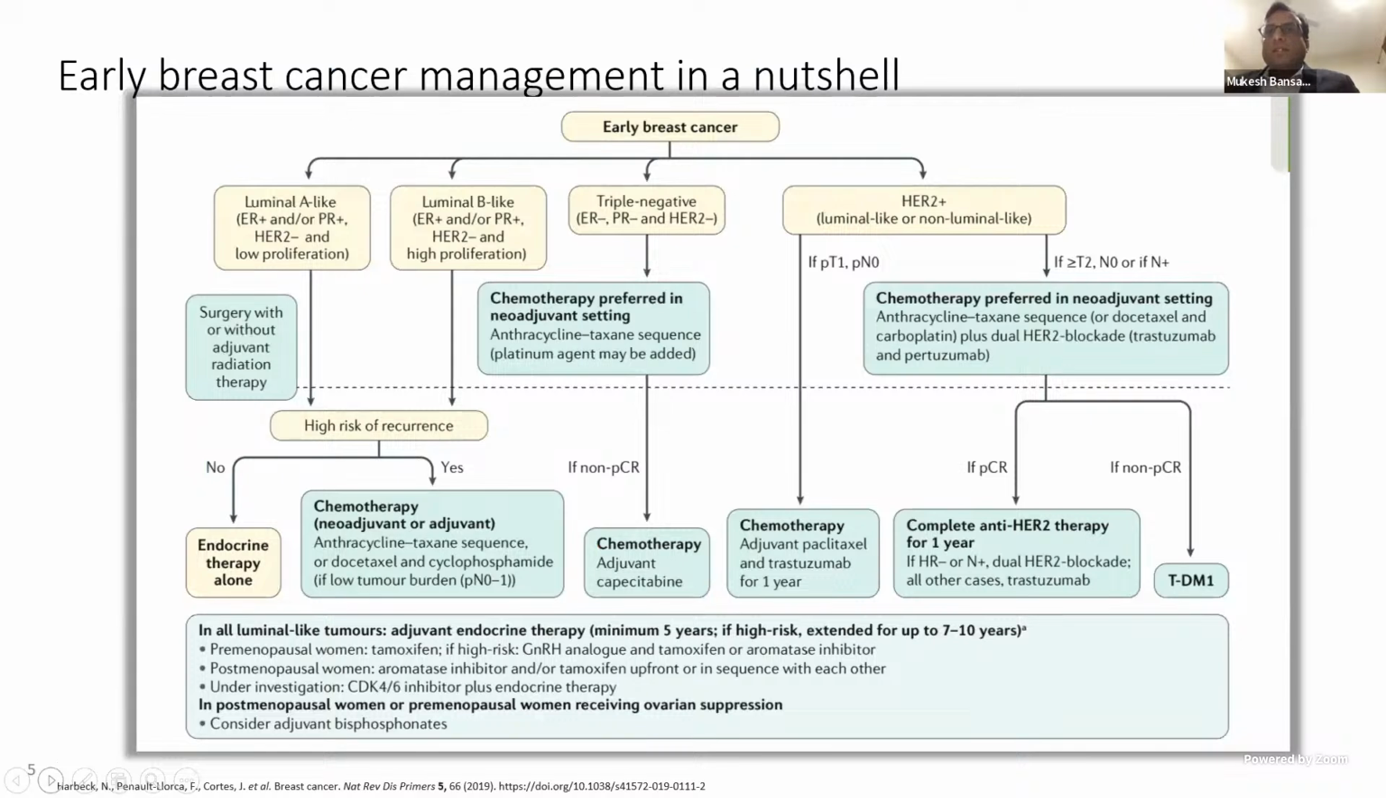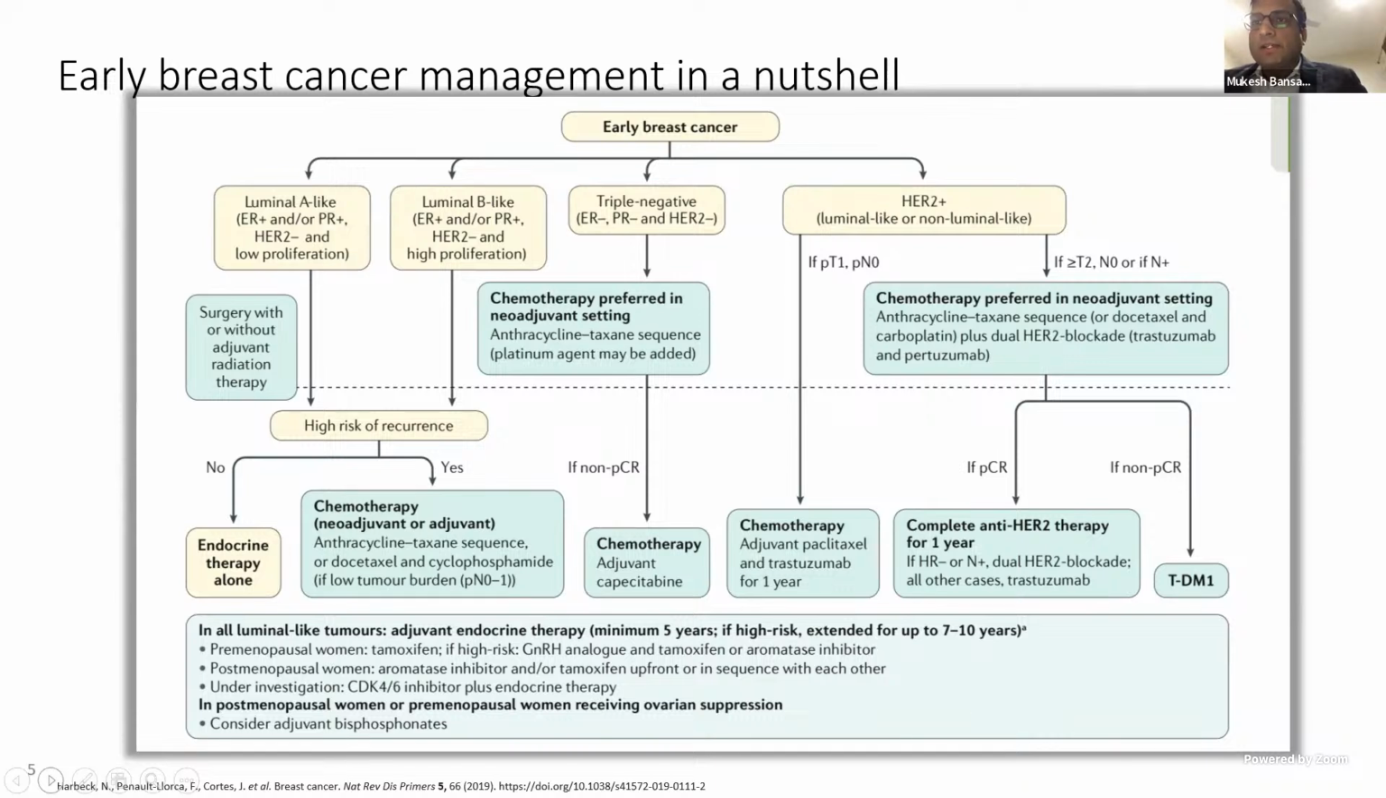So what is the current early breast cancer management? In a nutshell, for the luminal A and B types, which are basically hormone positive and HER2 negative, low proliferation type luminal A and high proliferation type luminal B, we usually go for surgery with or without adjuvant radiation therapy. Then based on the risk of recurrence, which can be decided by Oncotype DX and other scores, we usually go for endocrine therapy alone or adjuvant chemotherapy.